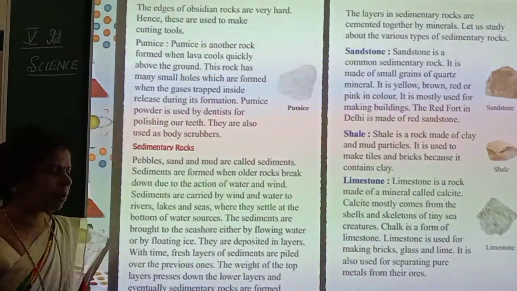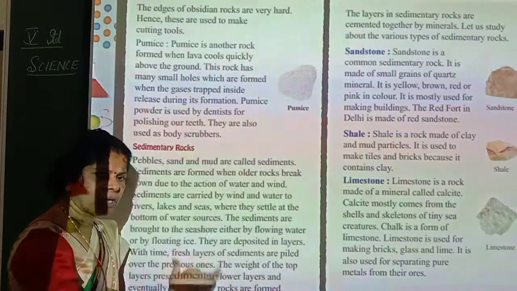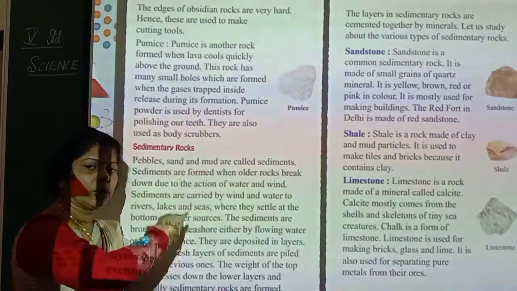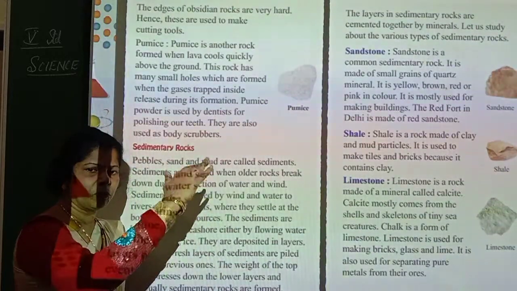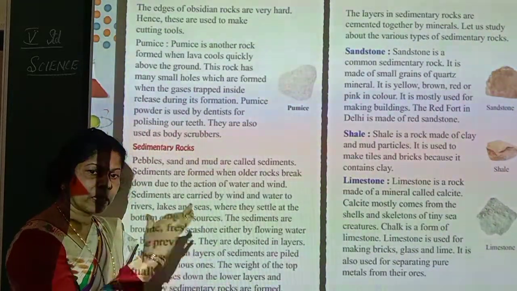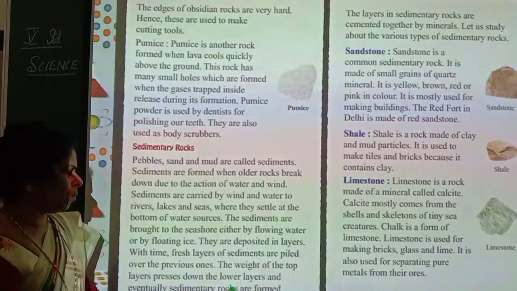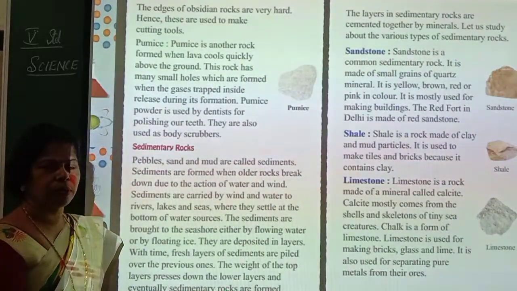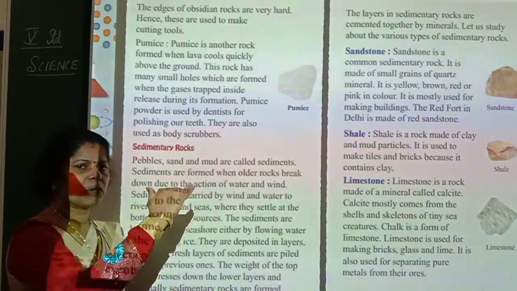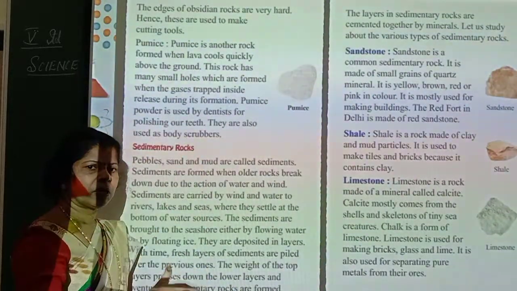So what happened to the weight of the top layers? When new layers come now, it is going to press the bottom layer. Again new one comes, that will be pressing one more layer. Like that, when new ones come, old ones will be getting pressed. So the weight of the top layers presses down the lower layers and eventually sedimentary rocks are formed. Understood? New layers will come and go on pressing the old ones. Like that the sedimentary rocks are formed.